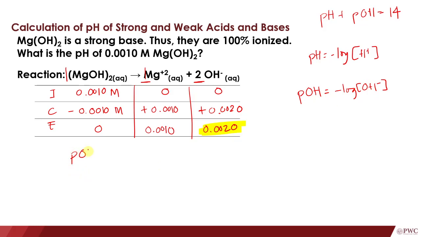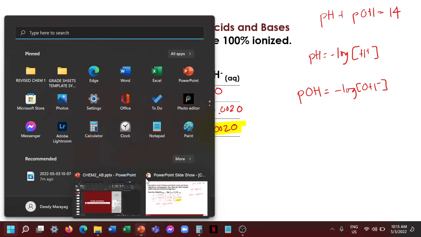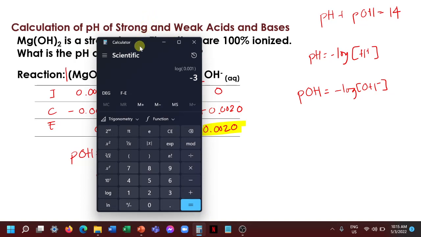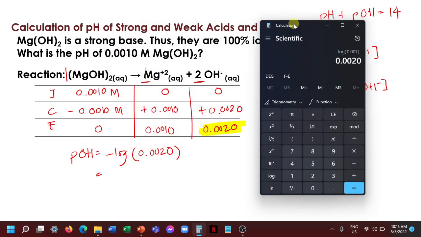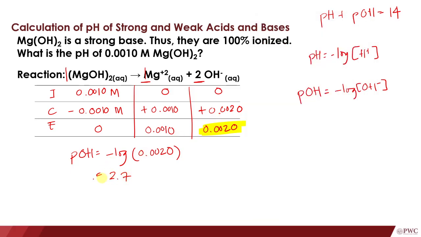So let's find out the pOH of this one, which is equal to, again, the negative log of the concentration of our OH minus, which is equal to 0.0020. Okay, then let's find the log of this one, 0.0020. Let's get the log of this. The negative log would be 2.7. So the pOH for this one is 2.7.